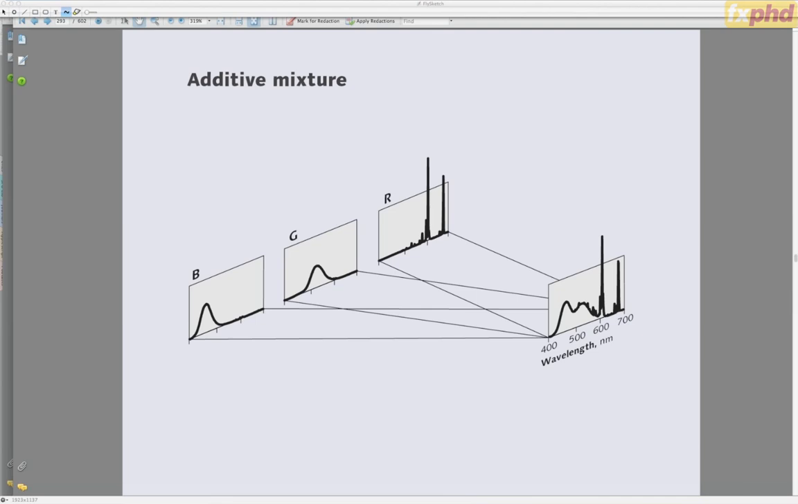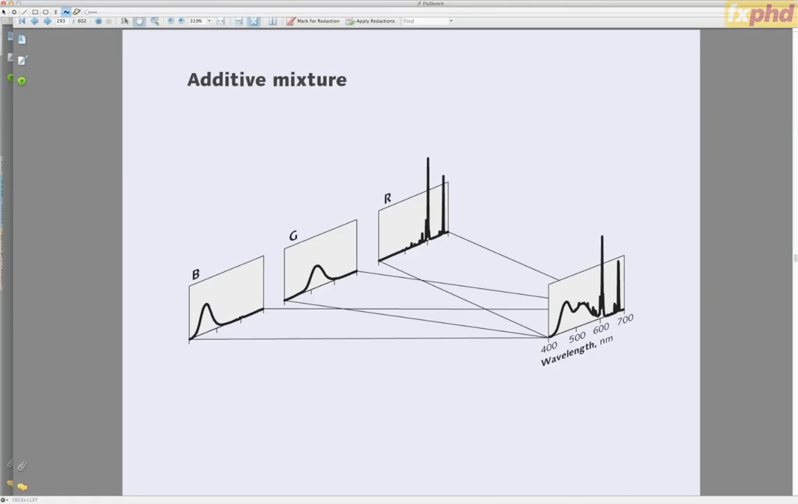And additive mixture works by taking three rather pure colors, and we hope that they're individually red, green, and blue. And each of those colors has got a spectral distribution associated with it. So the blue is obviously concentrated on short waves. The green is concentrated on medium waves. Now the red, you can see, looks a little odd.